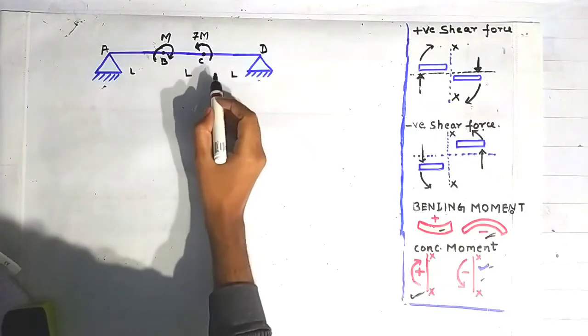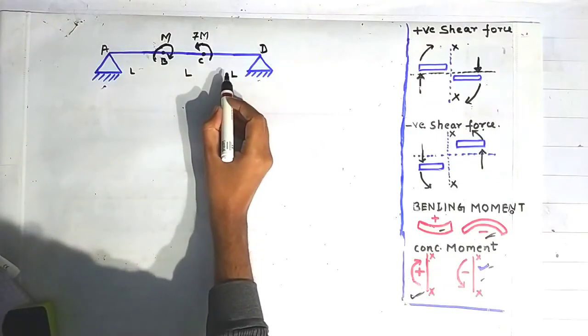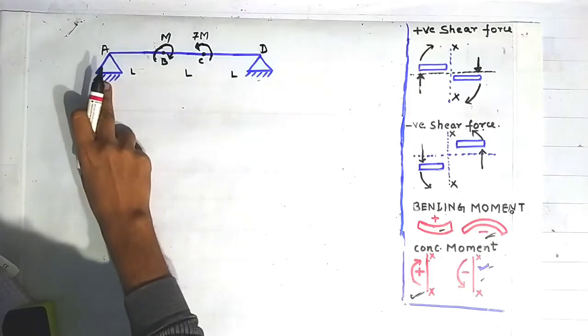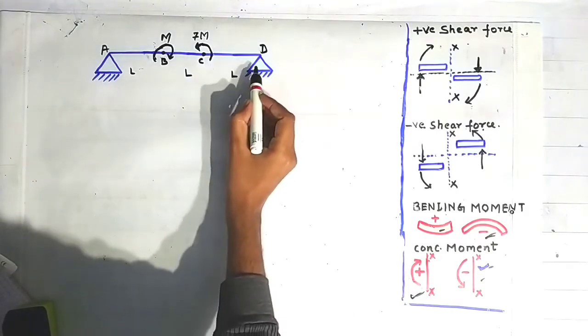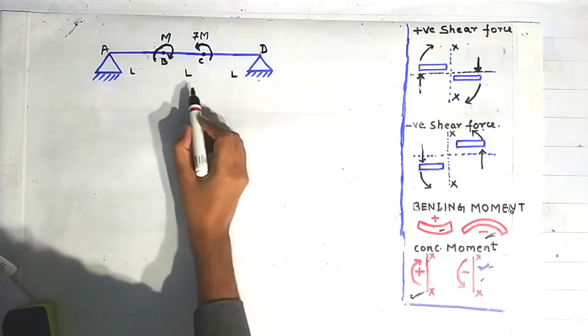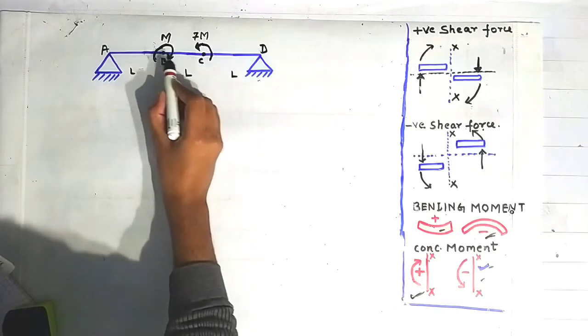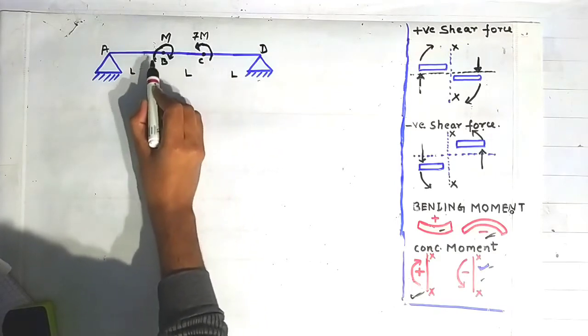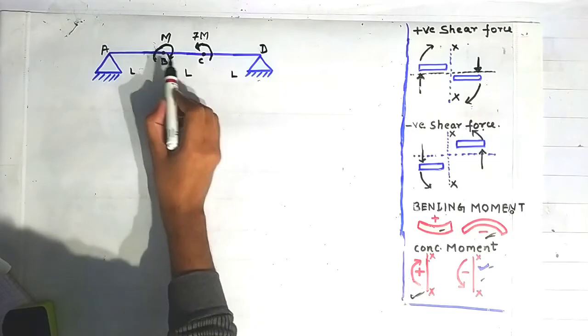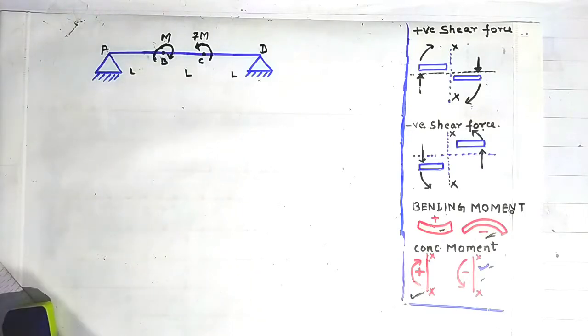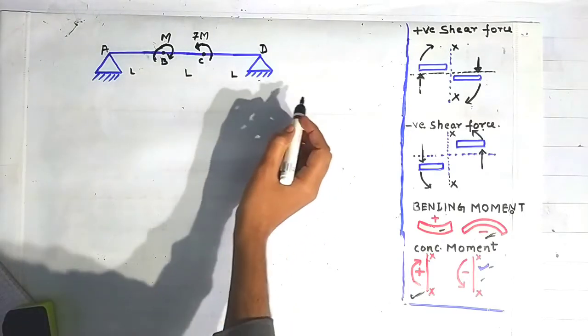So friends, today we are going to discuss a numerical problem which is based on the shear force and the bending moment diagram. Suppose this is the simply supported beam which is subjected to two concentrated moments of magnitude 7m and m acting at the points B and C. We have to find out the shear force and the bending moment diagram.